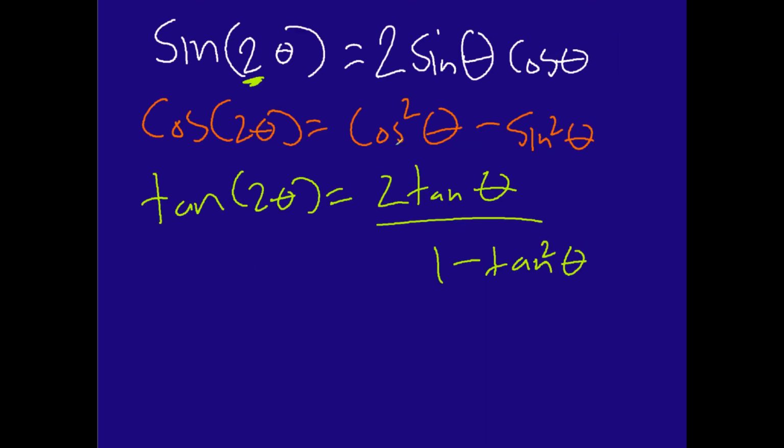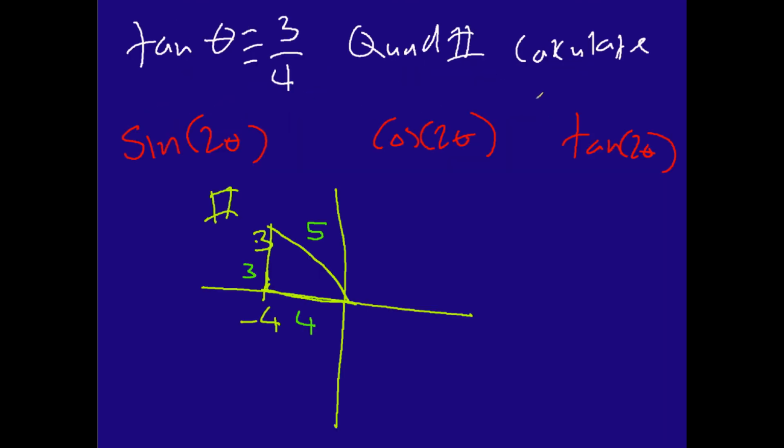Now it's time to have some fun. We're going to first calculate sine 2 theta. This is the first one that we were asked to calculate. Let me go back to the equation: sine 2 theta equals 2 sine theta times cosine theta. All right, let's take a look at that.